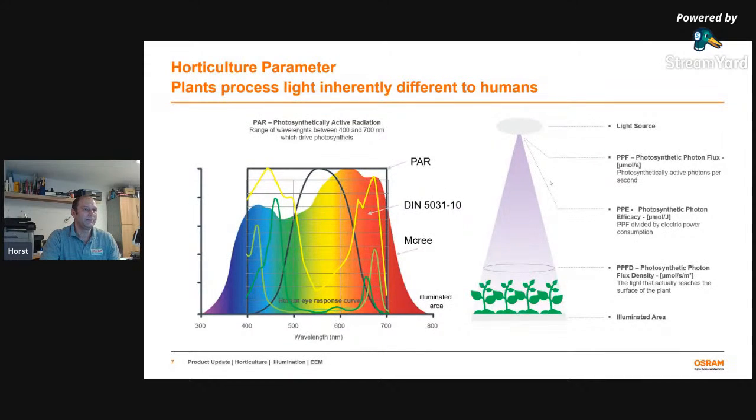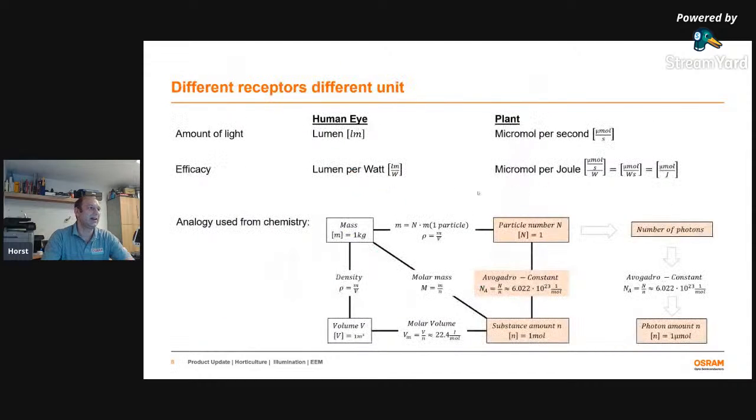So coming to the next slide, where I give you a comparison between the human eye and plants and why we have different units. If I have a luminaire and an amount of light, this luminaire is generating a luminous flux, and this luminous flux is measured in lumen. The same thing we have for plants, which is the photon flux, and for the photon flux, the unit is micromole per second.